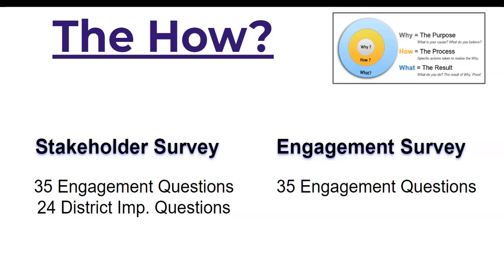And so because of this, we only want each student completing the stakeholder survey once. And so that survey is going to be administered only during fourth hour. That way we can ensure that each student only does that piece once. The other option for the survey is the engagement survey. This only has the 35 engagement questions, so that's just the questions about the specific teacher. If for some reason you aren't able to survey your students during fourth hour, you would give the engagement survey during a different hour.